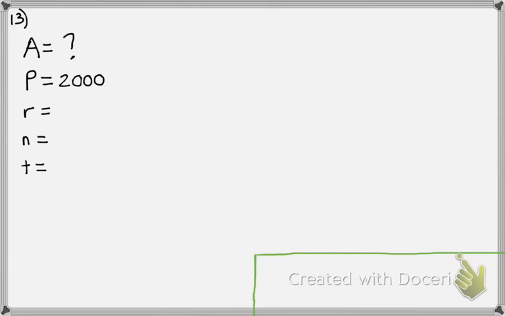R is the rate of interest as a decimal. So it's 4%, but for the formula to work, I want to put 0.04. N, this is how many times it's compounded in 1 year. Because they say monthly, that means it's going to be 12. And then T is going to be the time in years, and they're saying for this scenario that it's 8 years. So this will be 8.